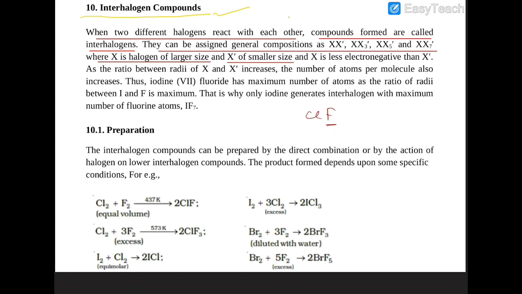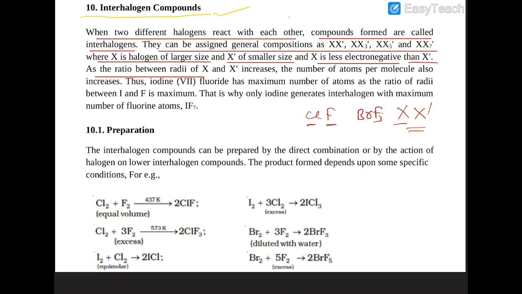So this is X', this is X. BrF3: fluorine is X'. So X' is what? It is more electronegative and smaller in size. And X will be what? X will be larger in size and less electronegative. So X is less electronegative and X' is more electronegative.